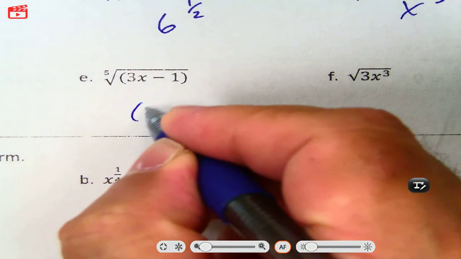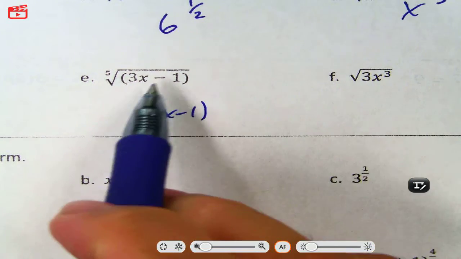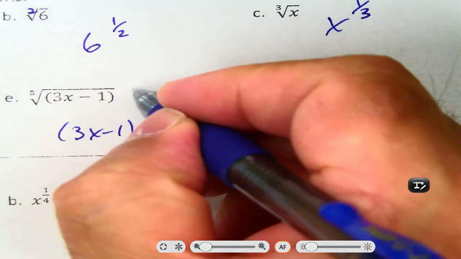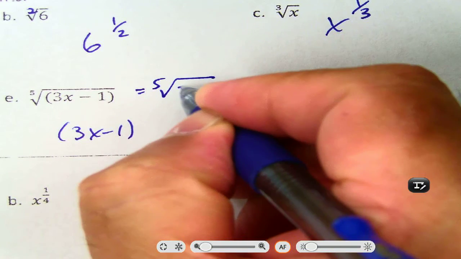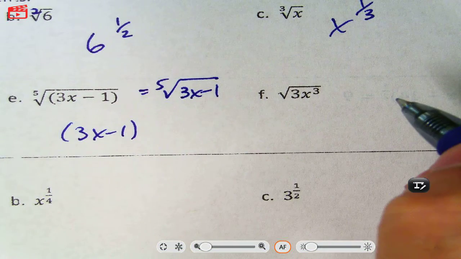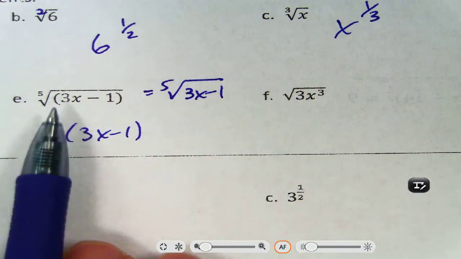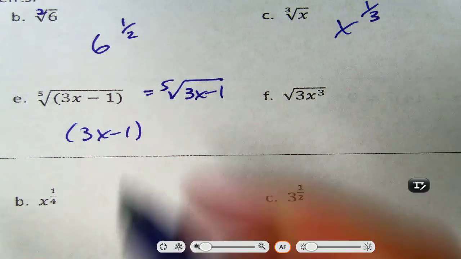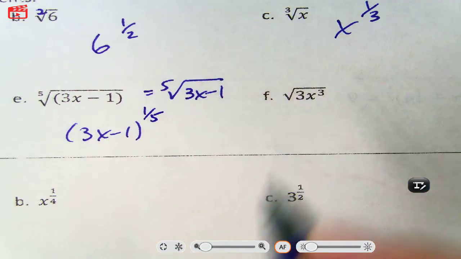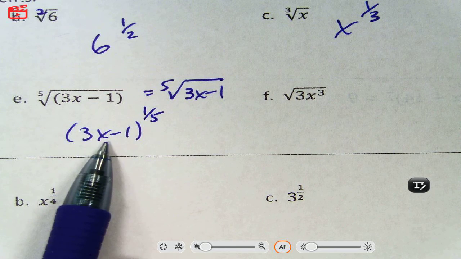E. All right. Put 3x minus 1. And not really sure why they have parentheses here. Usually, when there's no other exponent, we'll just write that as 5th root of 3x minus 1. But that's how it's usually given. But anyway, this is going to be to the 1/5 power. But I do need to write the parentheses when I switch forms.